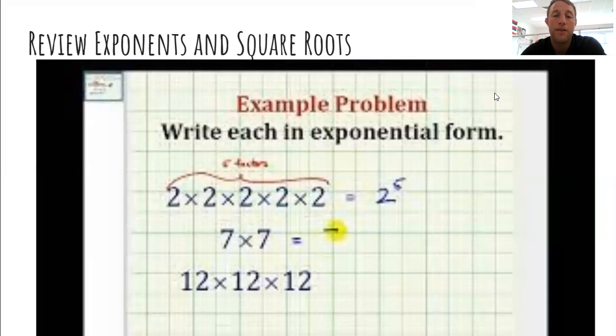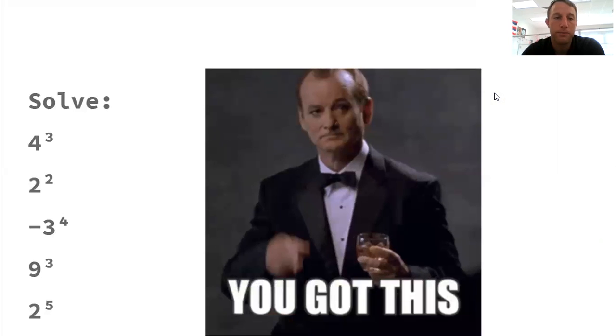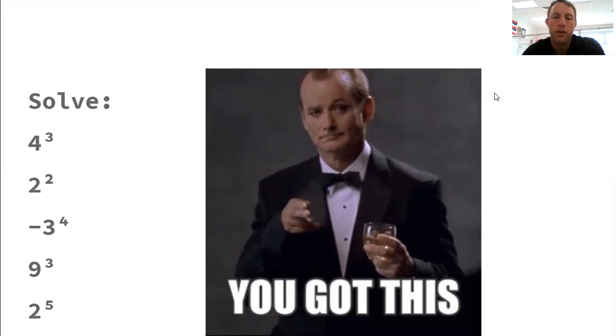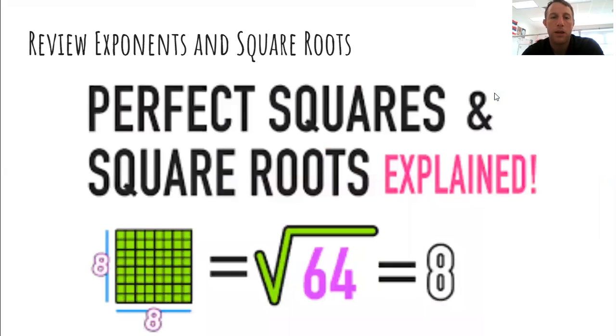The next one would be 7 times 7. So tell me what that's going to look like. It's going to be 7 squared, or 7 to the 2nd power. We also have 12 times 12 times 12, which would be 12 to the 3rd power. So go ahead. Those of you online can solve these for me. You have 4 to the 3rd power, 2 squared, negative 3 to the 4th, and go ahead and solve those. You guys got this. Send those to me in an email.